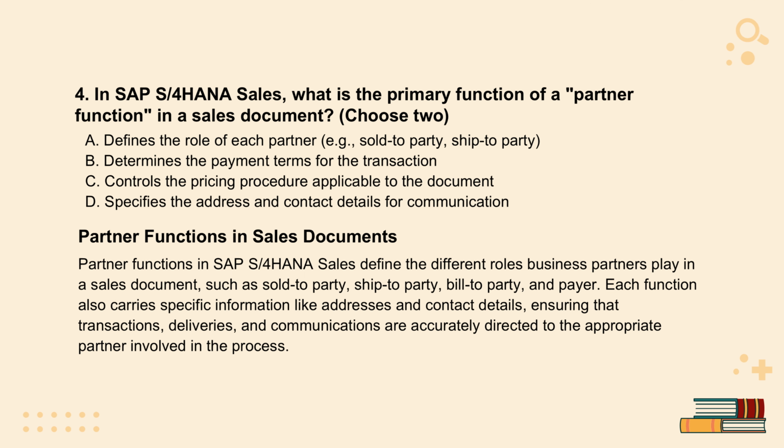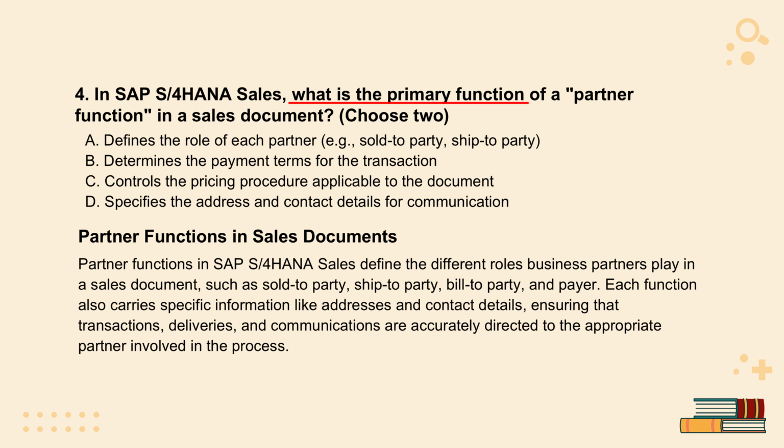Okay. Cool. Now let's talk about who's involved in a sale. There are different parties, right? Partners, right. Question 4. In SAP S4 into sales, what is the primary function of a partner function in a sales document? Choose 2. Options. A. Defines the role of each partner. C. Sold to party, shipped to party.